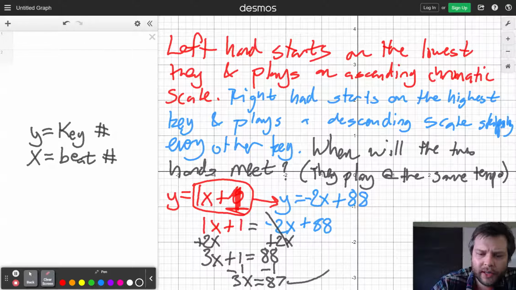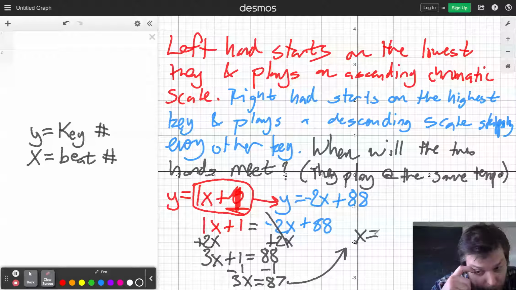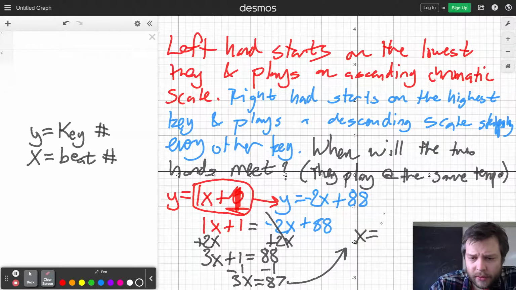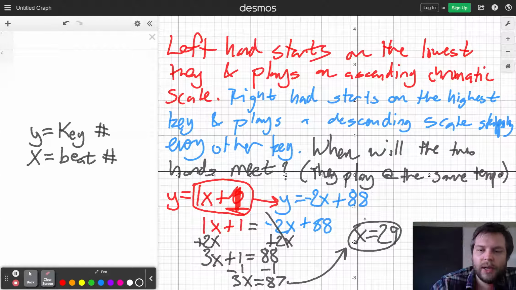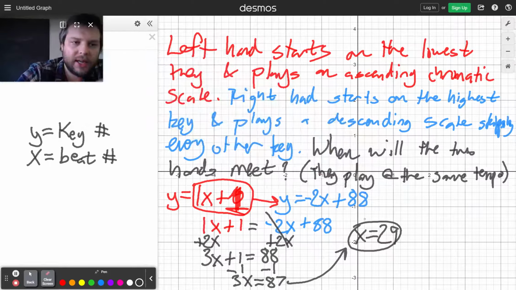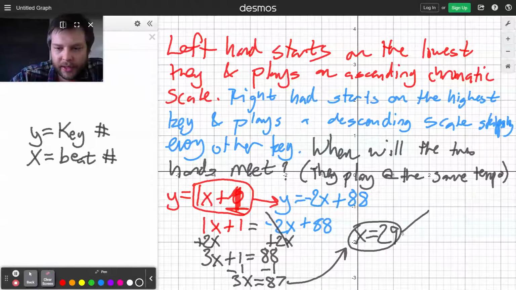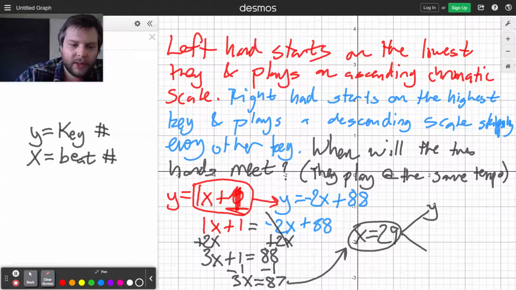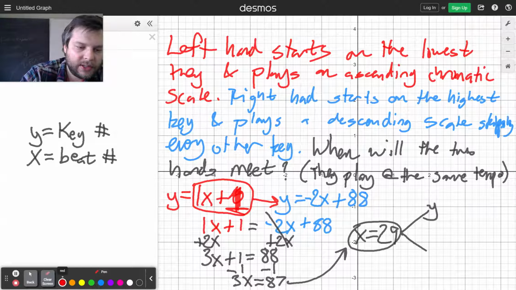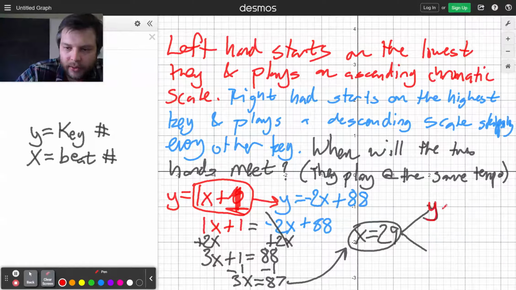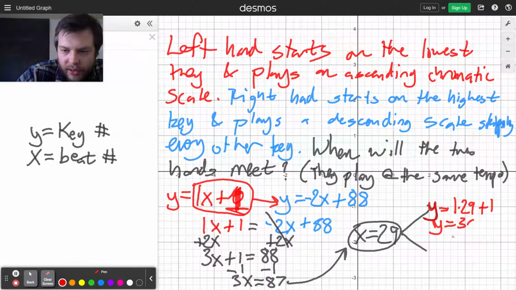And then you divide both sides by 3 to get x is equal to, what is that, 29? I believe so. So x is equal to 29. That's half of the answer. I take my x is equal to 29 and I substitute it back into both of the equations. You can do either one. It's good to do it in both equations. So I'm going to use red just to demonstrate the red equation. So then the y value equals 1 times 29 plus 1. That means that your left hand is going to be on the 30th key.